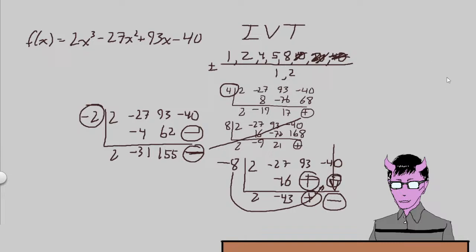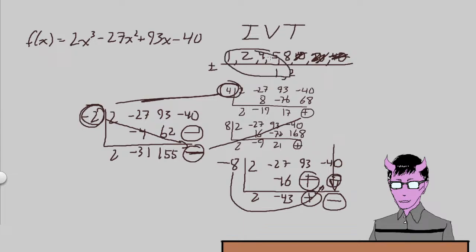Okay. So going back just a little bit, again, this 4 candidate has failed but produced a positive remainder, and then this negative 2 has failed and produced a negative remainder. So between those two, there must be something that actually produces 0. So what's between negative 2 and positive 4?